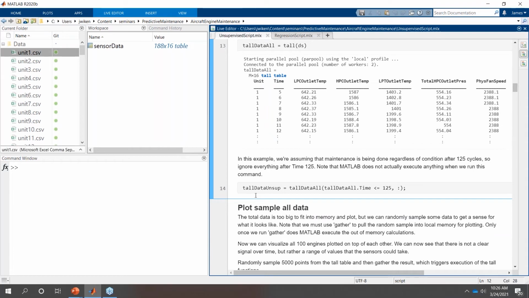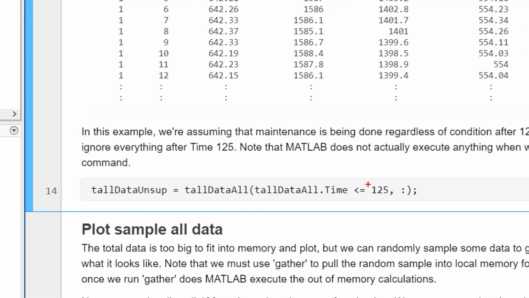Once it's in the tall array, this is all my data collected in one place, and I can continue using it. Now, we're going to do one last filtering here. I said that we're going to assume that we've always done maintenance on the system before failure. In the full data set we actually do have the sensors all the way to failure. So we're going to artificially limit it to make sure that the failure never actually happens, by only taking the first 125 flights for each one of these engines.